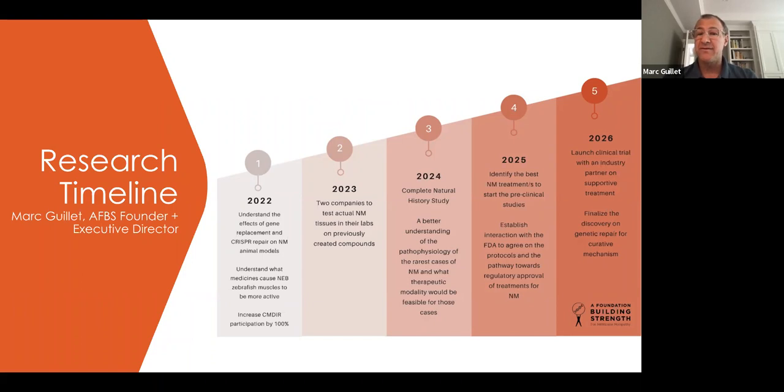In 2025, we want to identify the best NM treatments to start preclinical studies and also establish interaction with the FDA to agree on the protocols and pathway toward regulatory approval of treatments for NM. And then by 2026, which is only 4 years from now, launch a clinical trial with an industry partner on supportive treatment, and then finalize the discovery of genetic repair for a curative mechanism. It's only 4 years away, and those are our ambitious goals. We can only do it with your help.